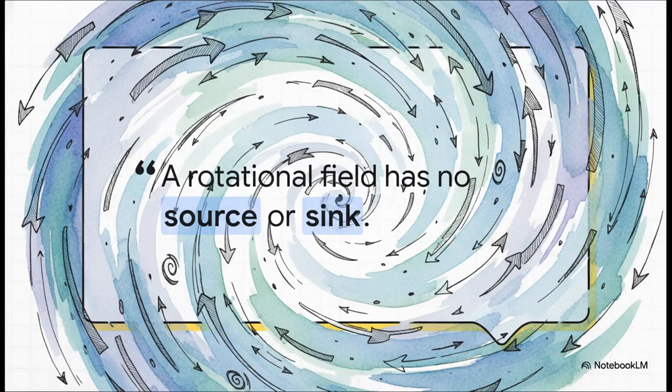Now, this isn't just some neat math party trick. It tells us something incredibly deep about how the universe works. It means that if a field is all about pure rotation, if it's the curl of some other field, it can't have any sources or sinks. The whirlpool has no drain and no faucet. The water just spins around forever.